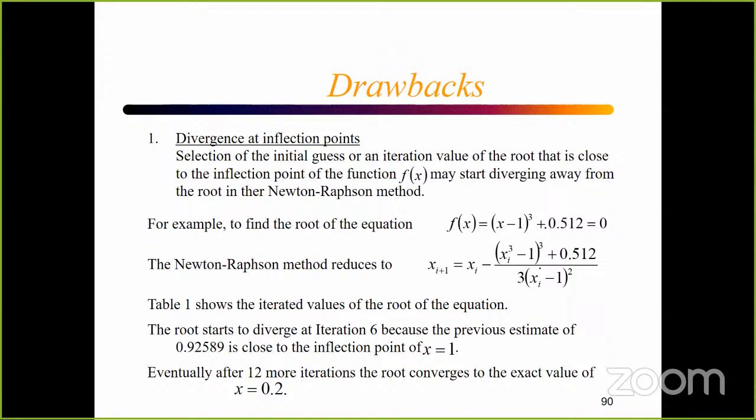Divergence at inflection points. It depends on the selection of the initial guess. If it is wrong, or if the iteration values of the root are very close to the inflection point of the function, they may start diverging away from the root. What happens here? If the equation is f of x equal to (x minus 1) cubed plus 0.512 equal to 0, x(i) is nothing but the new one. The table here shows how it converges.